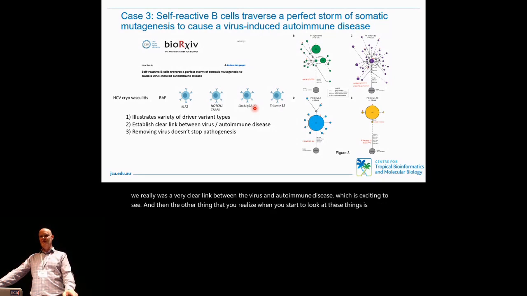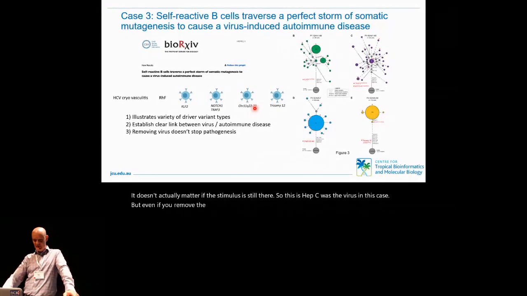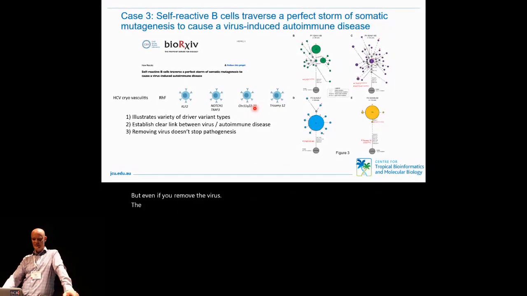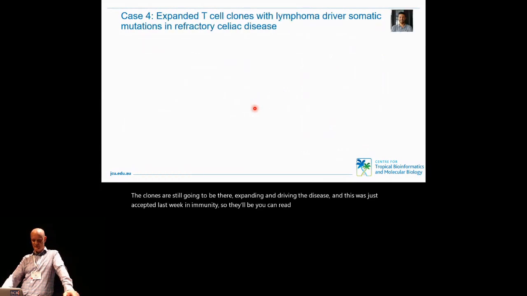And then the other thing that you realize when you start to look at these things is once these clones have expanded and accumulated these mutations, it doesn't actually matter if the stimulus is still there. So Hep C was the virus in this case, but even if you remove the virus, the clones are still going to be there expanding and driving the disease. And this was just accepted last week in Immunity, so you can read that paper if you want.